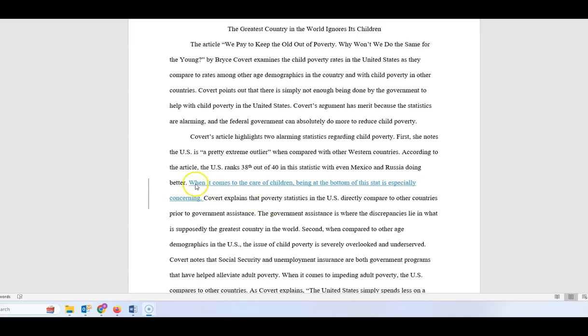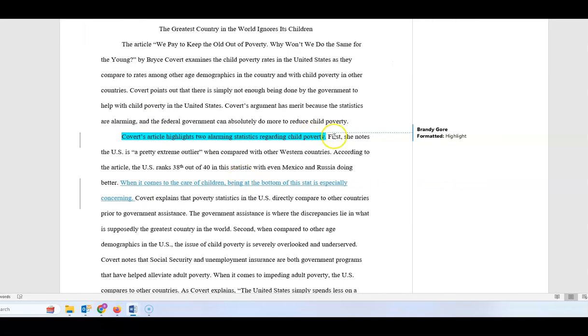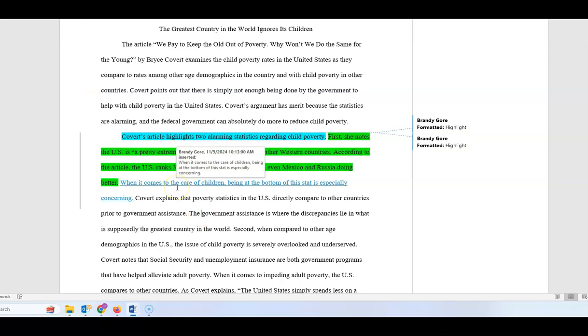All right, so not that this is the greatest sentence in the world, but if we consider this sentence a P sentence, it is our topic sentence and it tells us what is happening. And then we have some I sentences here. Those are the source sentences. They tell us the information that's coming from the source. Then when the student goes that extra step and explains it, that is your E sentences. We can add something like this. When it comes to the care of children, being at the bottom of this stat is especially concerning. See how that is opinionated, right? So that's an E sentence, all right?